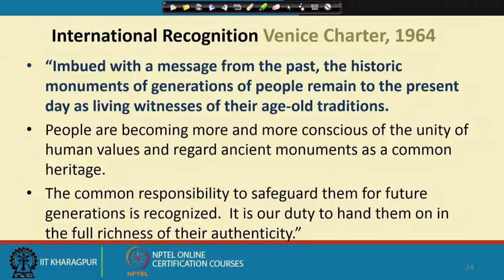The common responsibility to safeguard them for future generations is recognized. So, it was talking about everybody's responsibility, the responsibility of all the nations, because they are very important to mankind. It is our duty to hand them on in the full richness of their authenticity. We saw that these terms of authenticity and integrity came about, and what they mean, and how we should take care of our ancient structures, monuments and everyday structures.